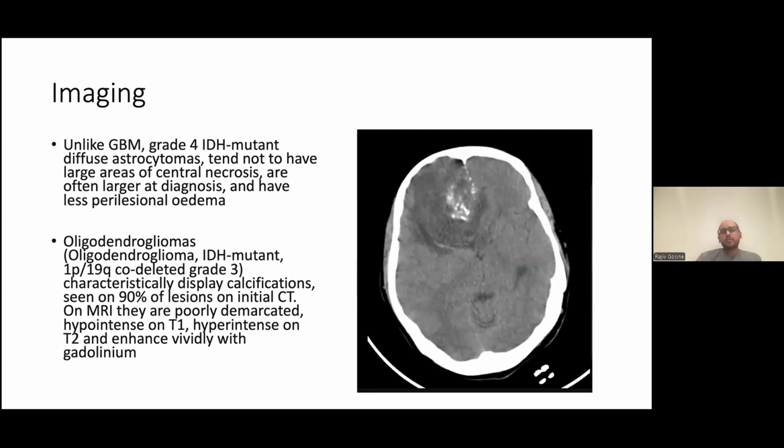Unlike GBM, the grade 4 IDH mutant diffuse astrocytomas tend not to have the large area of central necrosis. They're often larger at the time of diagnosis and they have less perilesional edema. The other diffuse astrocytoma that will fall in this high grade category, although it was a grade 3, is the oligodendroglioma, specifically the oligodendroglioma IDH mutant 1p19q co-deleted. Characteristically, this will display calcifications in about 90% of lesions on initial CT. And on MRI, it tends to be poorly demarcated, hypointense on T1, hypointense on T2, with vivid enhancement with gadolinium.